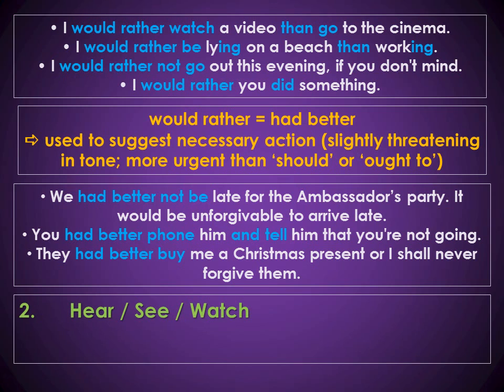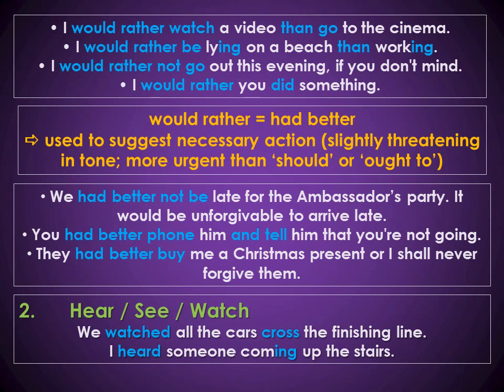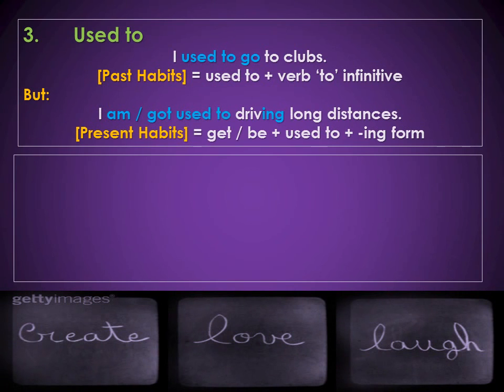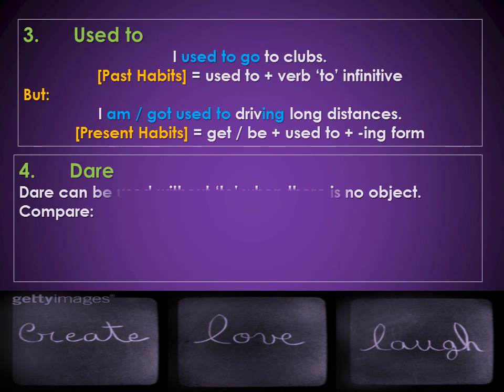Hear, see, and watch, verbs of perception. We've discussed them in class. Bare infinitive or ing. Used to, past habits, and present habits. Remember, present habits followed used to plus verb ing. Okay, don't forget that.